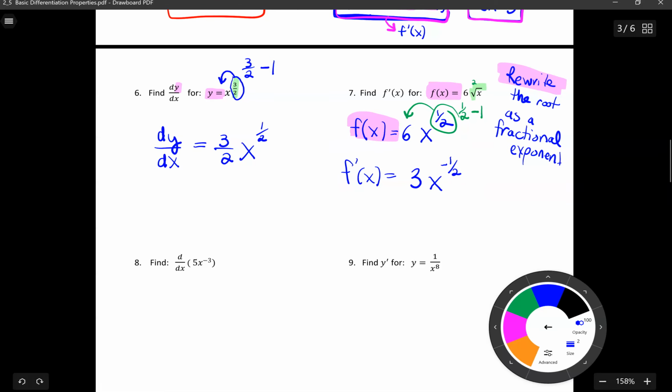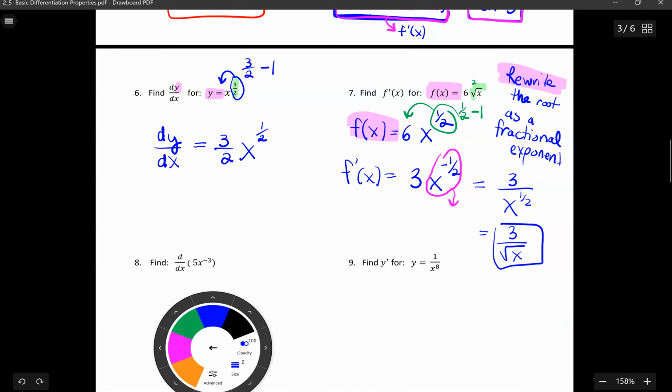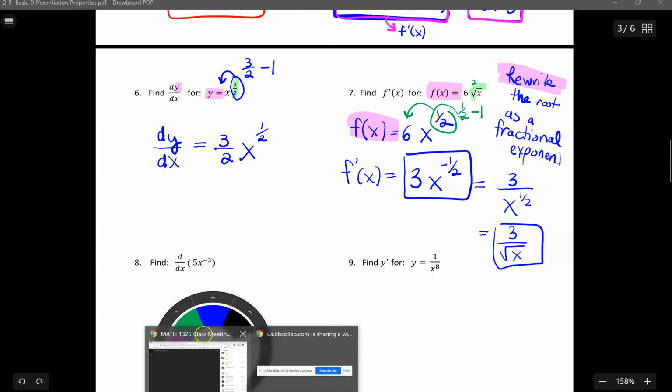If you did rewrite it with a root, just so you would know real quick, the negative exponent is only touching the x, so only that x relocates. The 3 would stay in the numerator, and the x to the 1/2 would relocate to the denominator, and then you would rewrite the fractional exponent as a root. This is being like a rock star. You do not need to do that. You can just stop right here, and MyMathLab will count this right there.